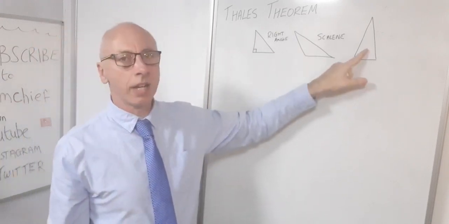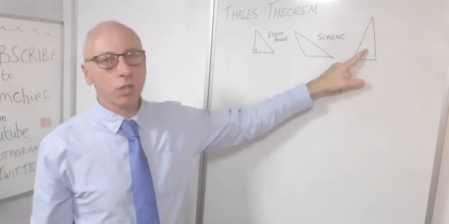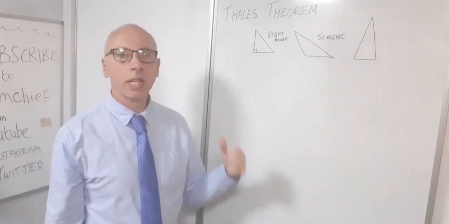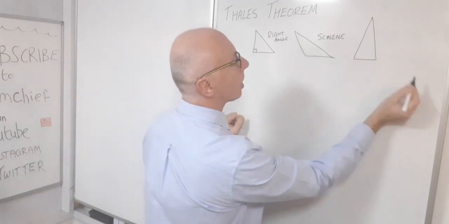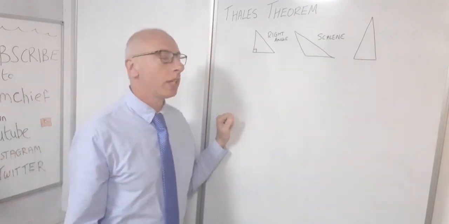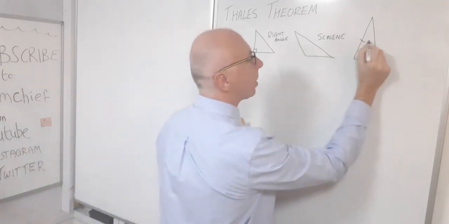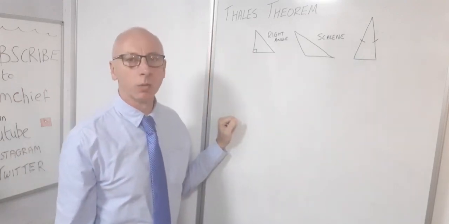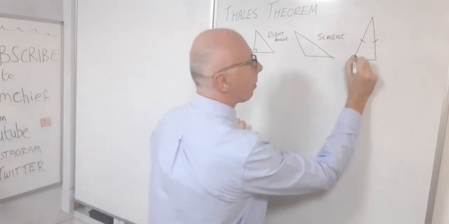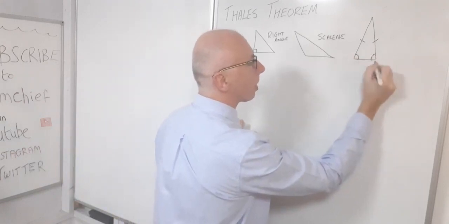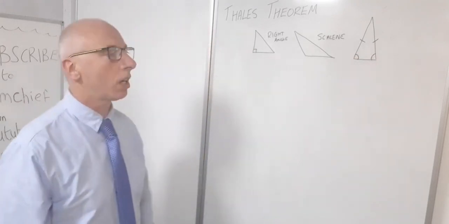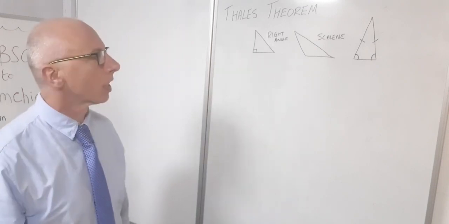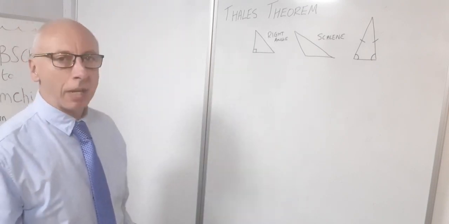And then the last one here, which is going to be very important for us as well when looking at Thales theorem, is an isosceles triangle. So an isosceles triangle, you might want to remember that this one has two sides that are completely equal. They're exactly the same, which then gives us these two angles here, which are equal as well. So that's the first thing about triangles.